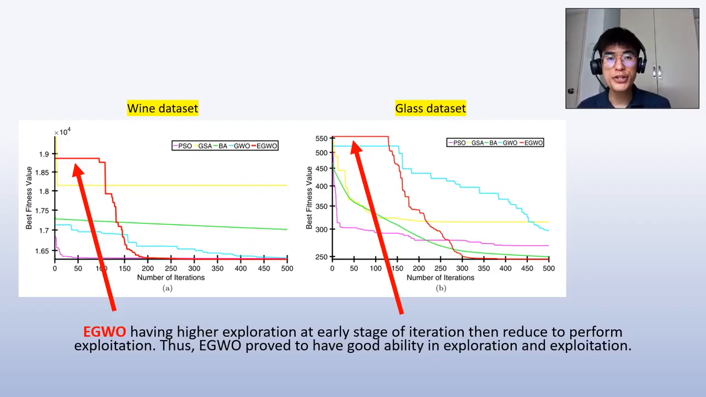Next, the convergence behavior of EGWO and considered methods was applied on two datasets, namely wine and glass, to show improvement in the exploration and exploitation trade-off. As you can see from the red color arrows over there, EGWO had higher exploration at the early stage of iteration, then reduced to perform exploitation. The decline at the later stage will exploit the search space well to find the optimal solution. Thus, EGWO was proved to have a good ability in exploration and exploitation.